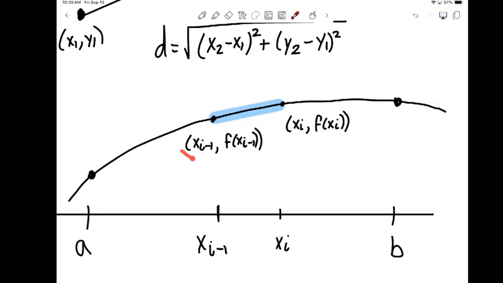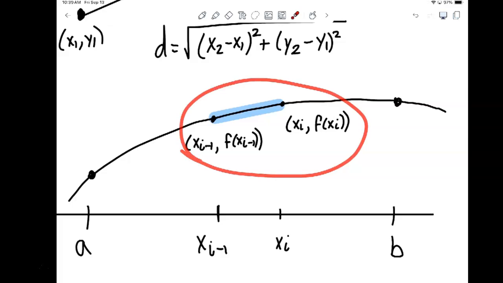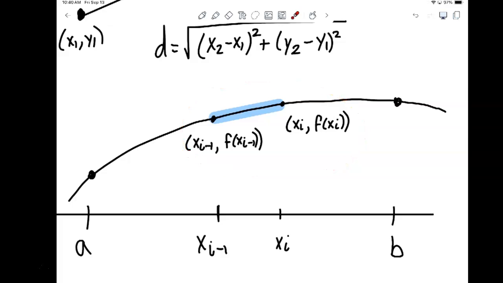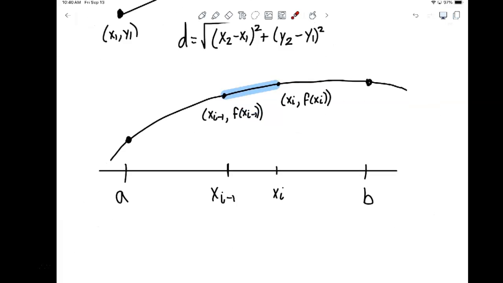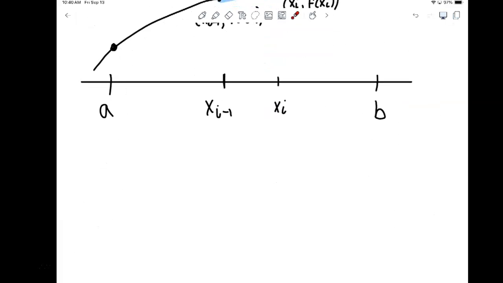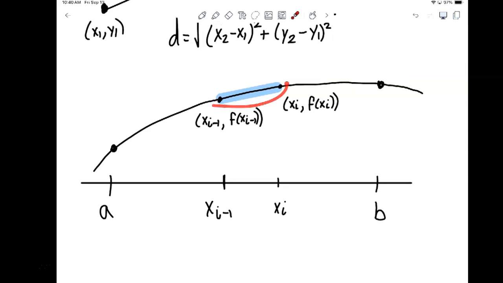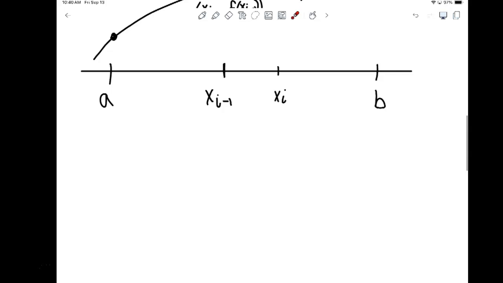So the key step is really how we do this approximate step. So we're going to do that, and then we're going to make some adjustments. So let me zoom in here on this interval and see what we have here with the distance formula. You can see how it kind of comes about.